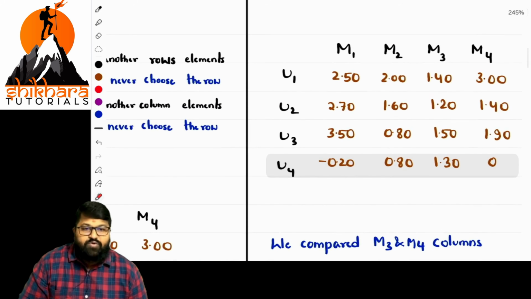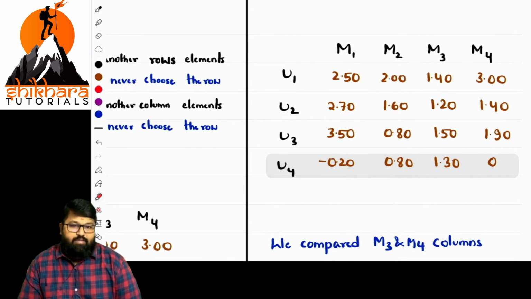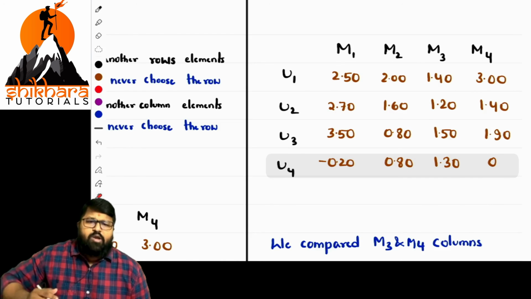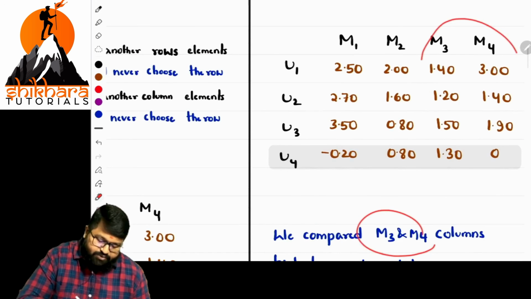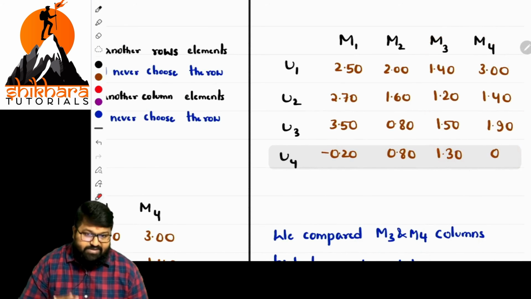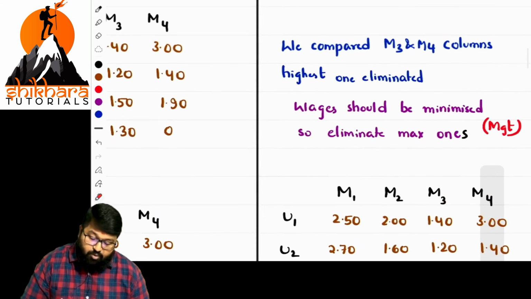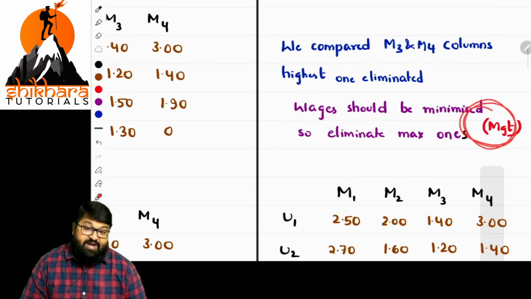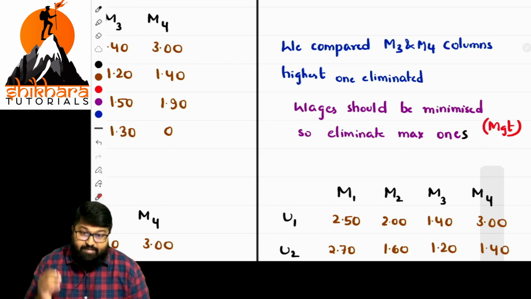So what should we do now, sir? We can compare. If it is possible to compare rows again and again, you can compare. But if it is not possible, go with the column comparison. In the case of column comparison, what are they comparing? M3 and M4. These two are compared. And in these two, what is important in the case of columns? Eliminate the highest one. So this highest one, I'm eliminating this. Okay, done. And one more thing, sir, what is the point? Minimization from management point of view. Maximization from whose point of view? Labor union point of view.